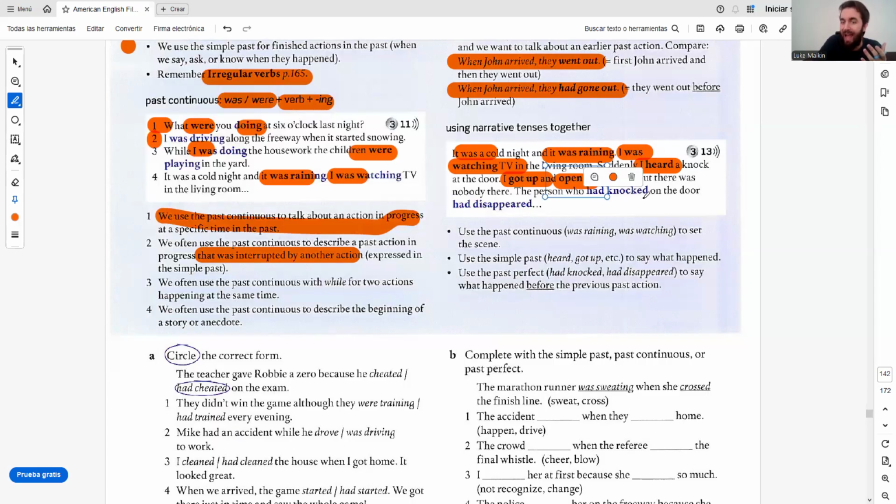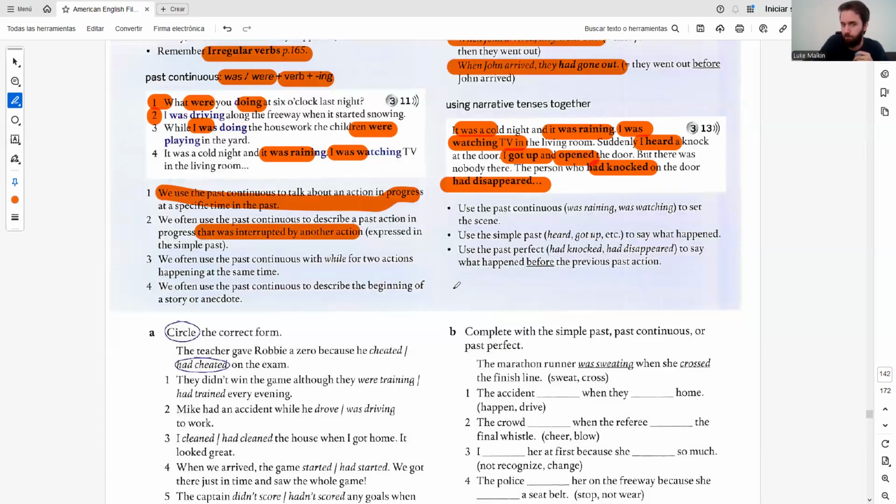The person who had knocked, past perfect, because the knock was before I got up and opened the door. And they had disappeared again before I got up and opened the door. So past perfect, had disappeared.